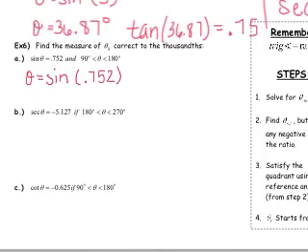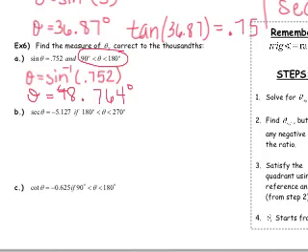This is an easy example because you can type this straight into the calculator. I'm sorry, I forgot my inverse. You can type this straight into the calculator. So sine inverse 0.752 is 48.764 degrees. So theta is 48.764 degrees. Now you go back and look at where you're supposed to be.